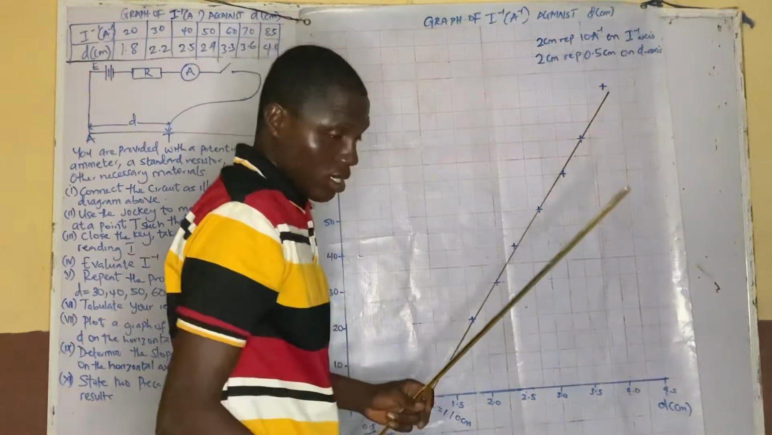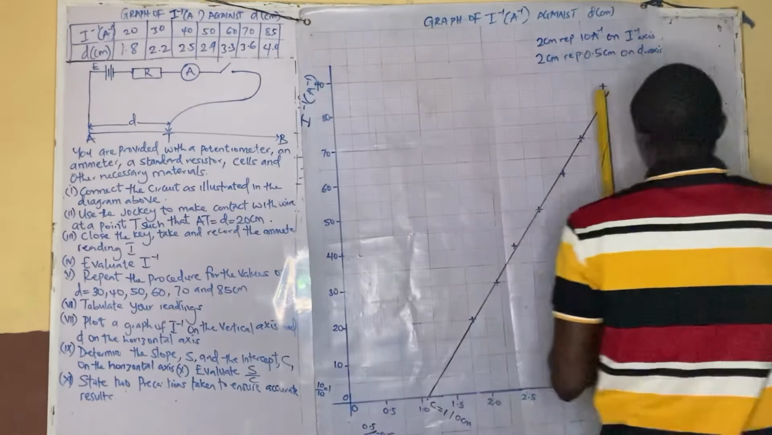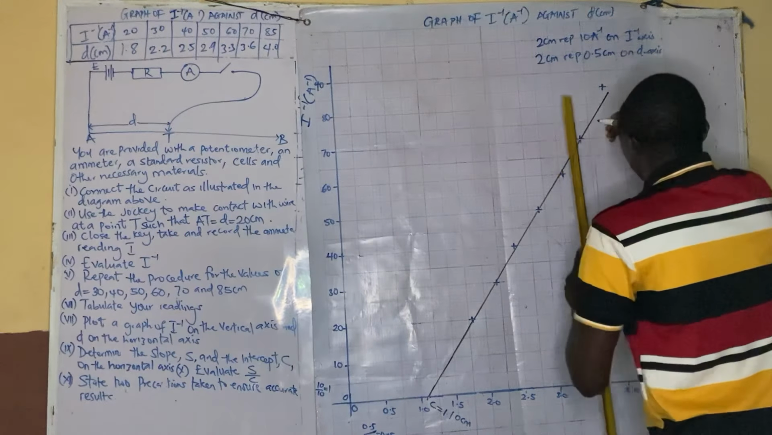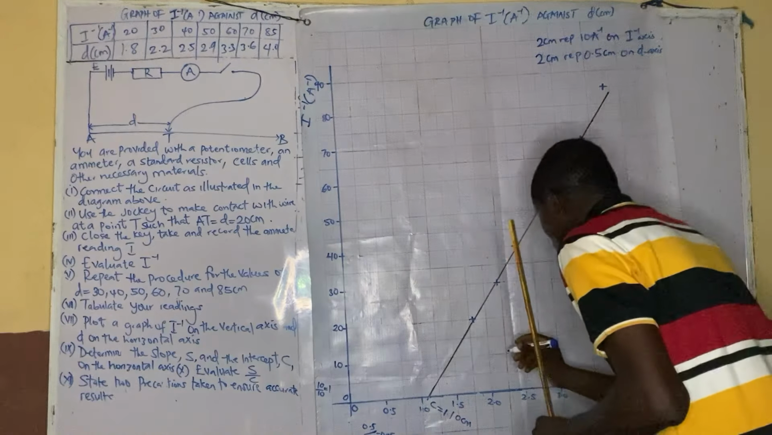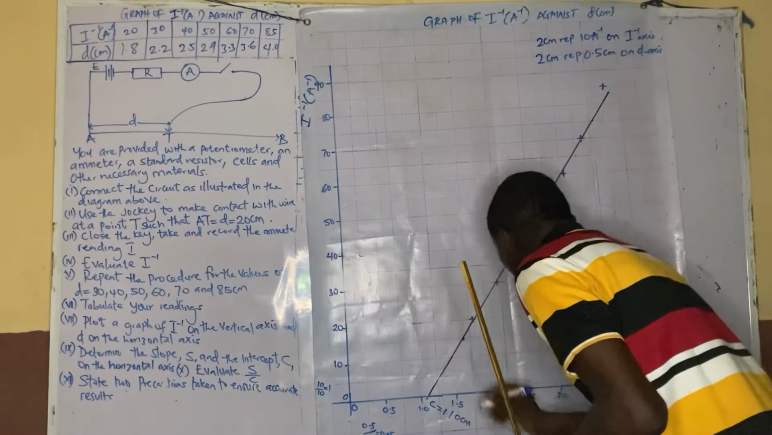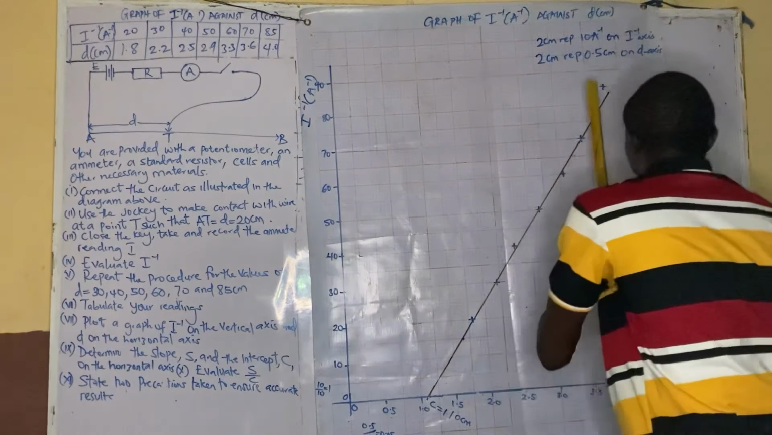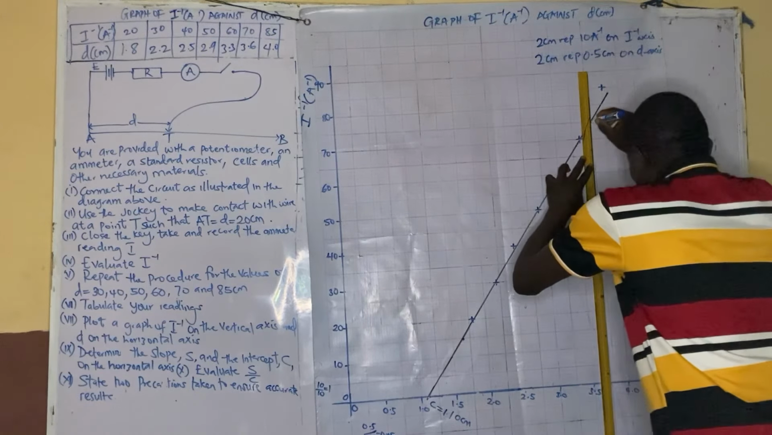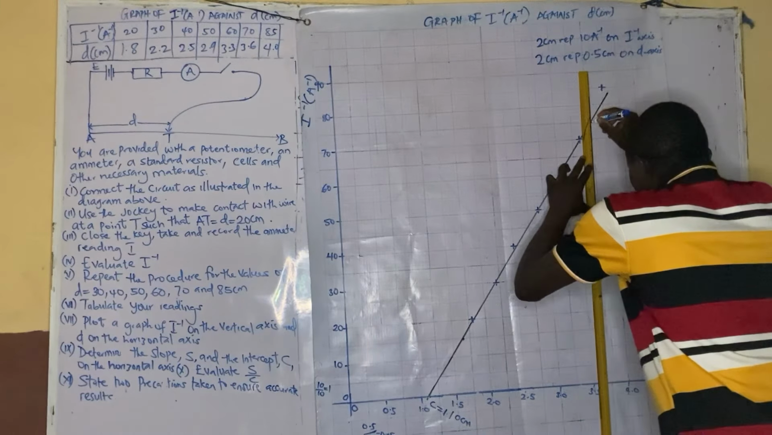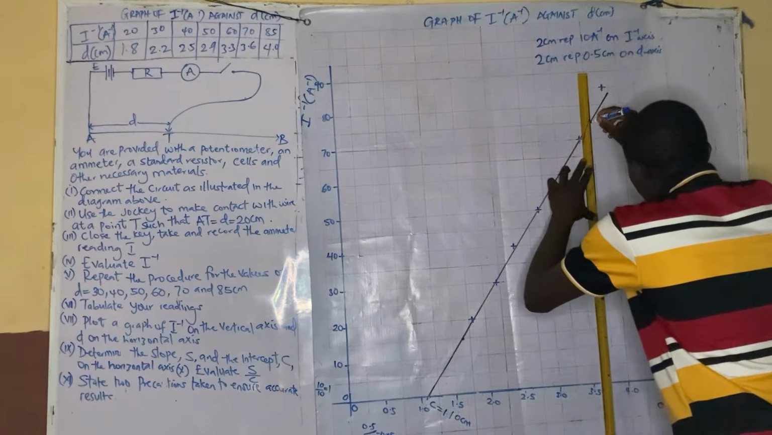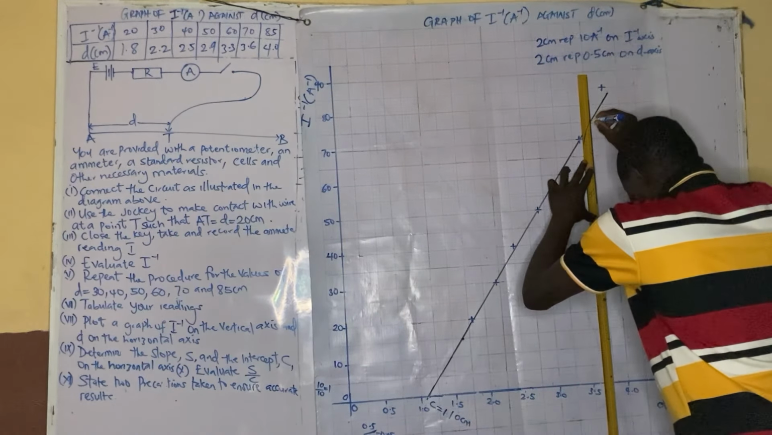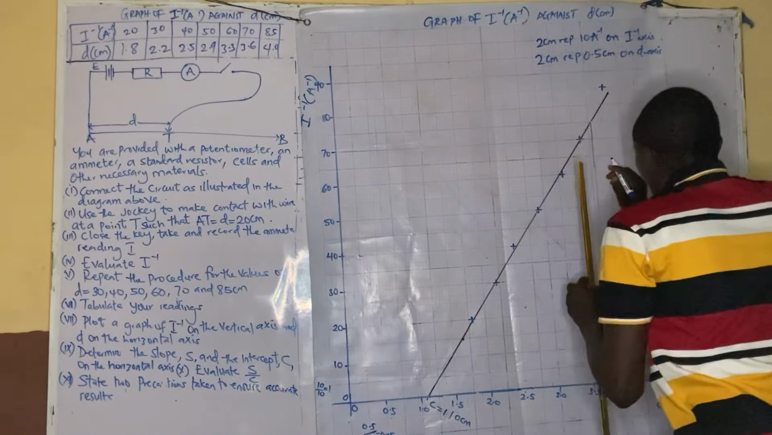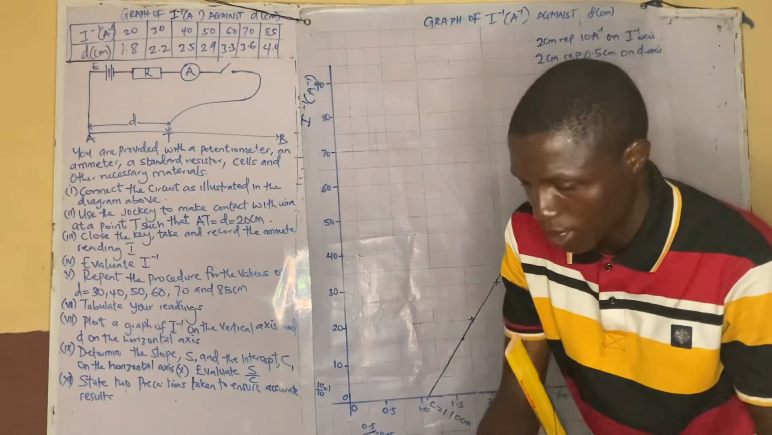So now let's calculate our slope. Which point am I choosing? Yeah, I'm choosing this point now. I'm going to draw to meet this point here. So I'm going to join that together. Let's see which line am I choosing now. So I think that's it.